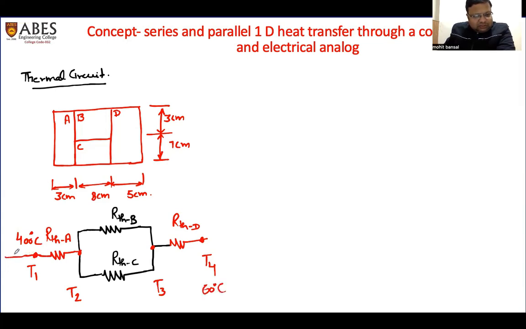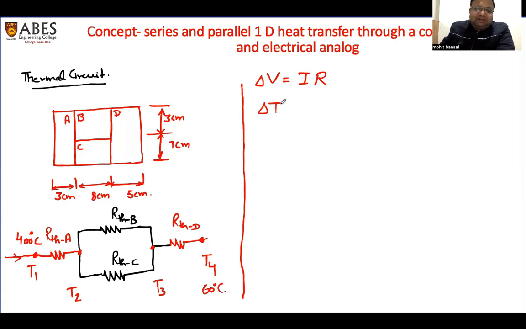We all know that the thermal circuit is analogous to the electrical circuit. We all know that V is equal to IR. In our thermal circuits, we consider this potential difference analogous to the temperature difference, and this current is analogous to the rate of heat transfer Q dot, and where in the electrical circuit this R signifies the electrical resistance, here it is analogous with the thermal resistance. So all these quantities are analogous with the electrical circuits.